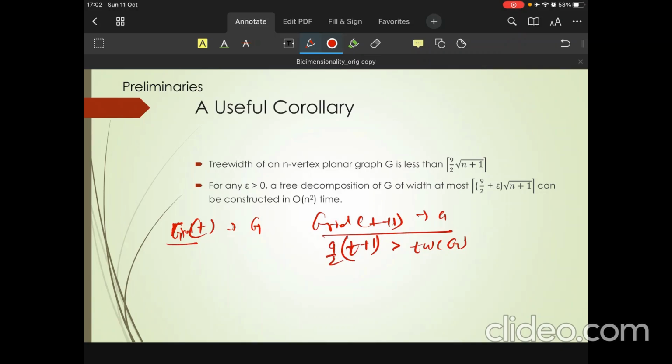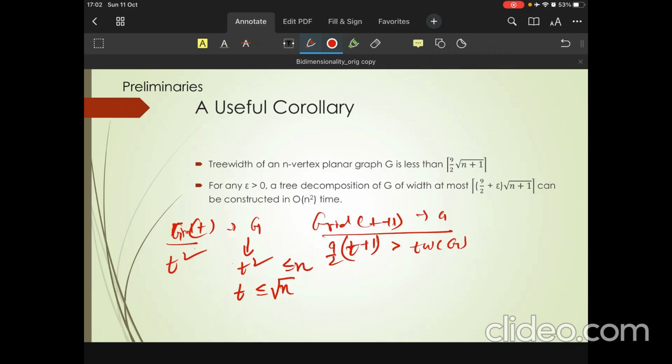If it is greater than this, then using the previous theorem, we can claim that tree width is greater than or equal to 9T plus 1. So we say that the grid has T square number of vertices. Clearly, trivially, G will also have a minimum of T square vertices. So we can say that T is less than or equal to square root of n.